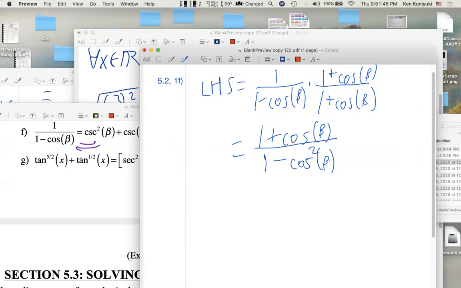All right. Well, what is 1 minus cosine squared beta? Sine squared beta. Correct, says Mr. Pythagoras. So 1 plus cosine of beta over, hey, sine squared beta. Any questions so far? Yeah, why did you square the top? Numerator. No, yeah, that's a typo. Let me... Okay, so 1 plus cosine of beta all over sine squared beta. All right. I think I was trying to copy that too there accidentally. All right. Okay.